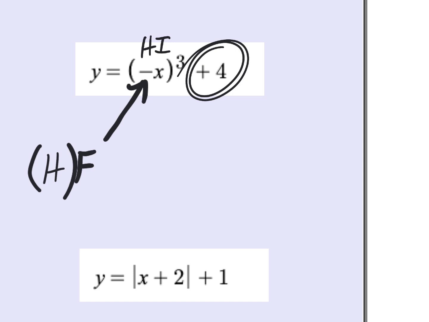Is it up or down? That's the question. It's up 4. Very good. You could have said "up 4"; that would have been the fastest way to say it.